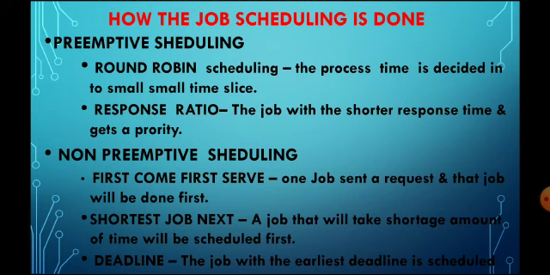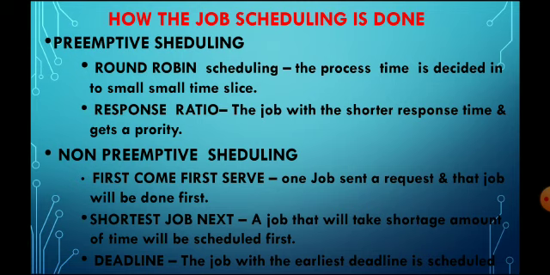There are two ways in preemptive scheduling: round robin and response ratio. So first, what is round robin scheduling? Here the processor time is divided into small time slices. Time slices means a small unit of time. Second, response ratio. It can be calculated by elapsed time divided by execution time.